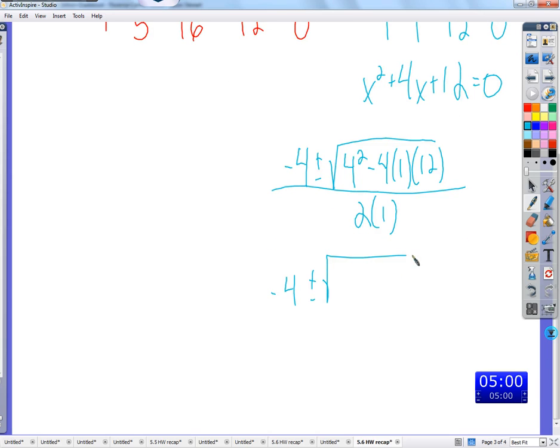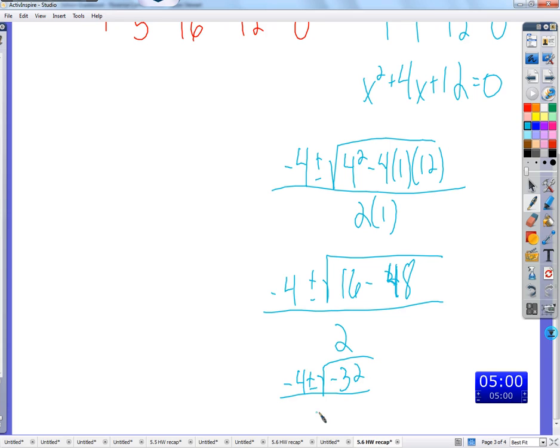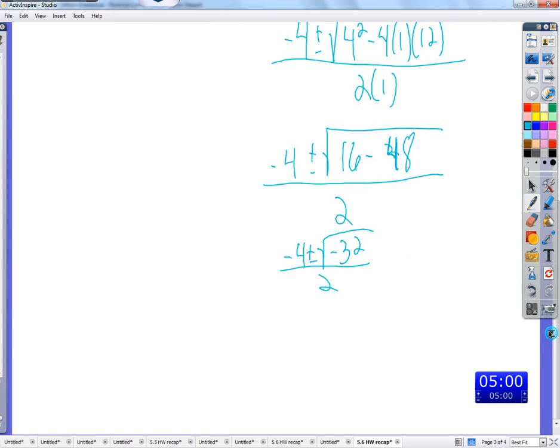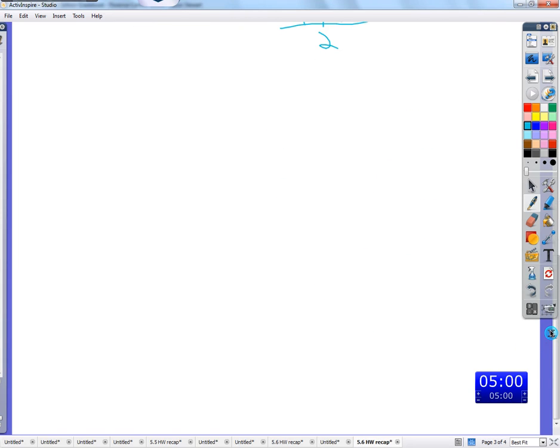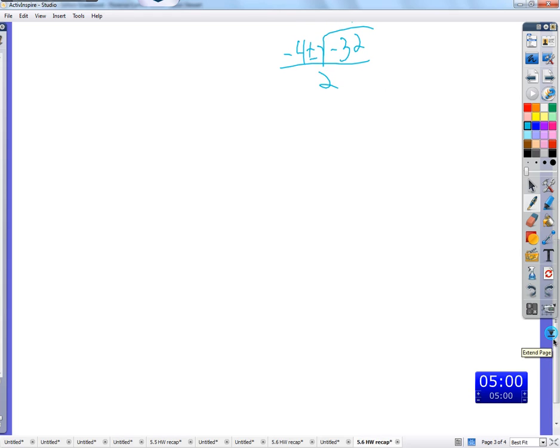Square root. Negative 4 plus or minus the square root of 16 minus 48, over 2. So that becomes negative 4 plus or minus the square root of negative 32. Okay, let's stop there for just a second. What did the directions ask us to find? Real zeros. So what is our conclusion? This is not a real zero.